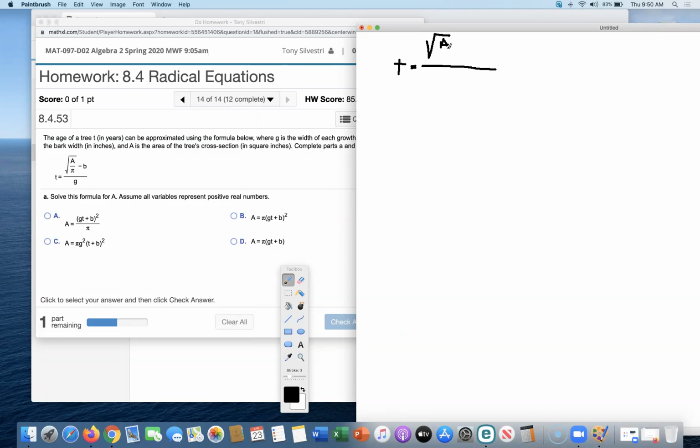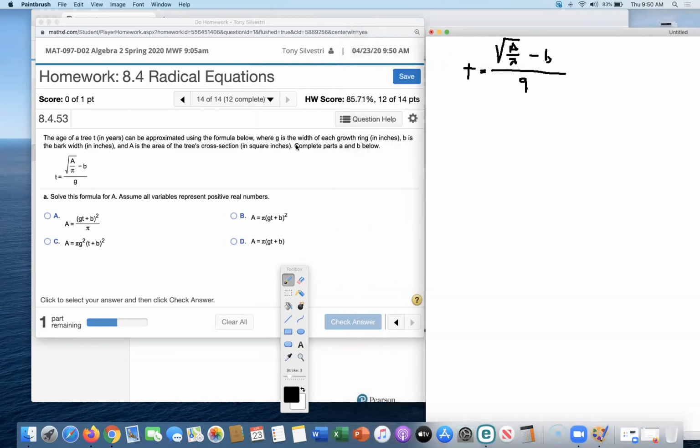A over pi minus B, and over G. Now let's see what this means here. G is the width of each growth ring. So you measure the distance, that's a G, this is a G. If you measure the distance between the rings, the bark width, how much bark it is, and if you can measure the area, you can determine how old the tree is.